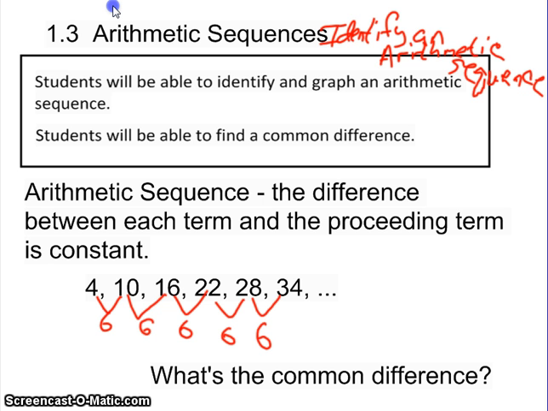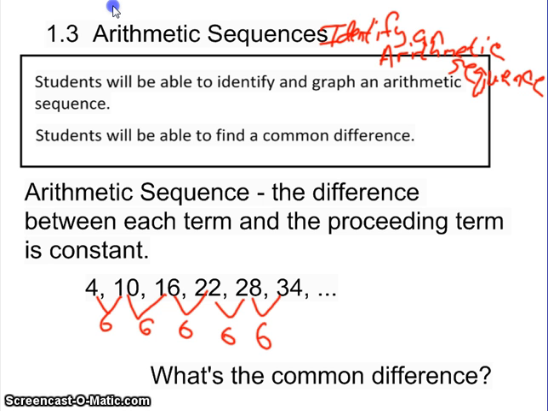I forgot to mention the pronunciation of the word. Arithmetic is an adjective, okay? It's spelled exactly the same way as the word arithmetic, but arithmetic is a noun, and arithmetic is an adjective, okay? So when we're describing a sequence, we call it an arithmetic sequence.